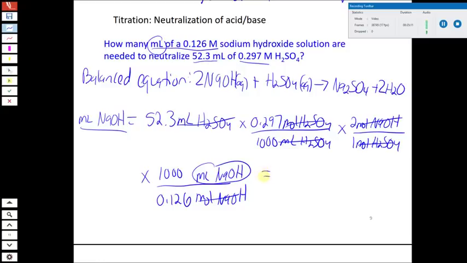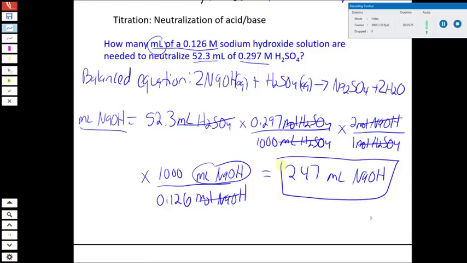All right, you could do this stepwise. You could have found number of moles first and then set up a ratio with molarity and all that stuff. But here we did it in just one fell swoop, and what we get is, if I did this correctly, 247 milliliters of our NaOH solution. All right, so you would have to add 247 milliliters of sodium hydroxide solution with this molarity here to be able to completely neutralize this acid, to completely react all of the H2SO4 that's in there. All right, questions?